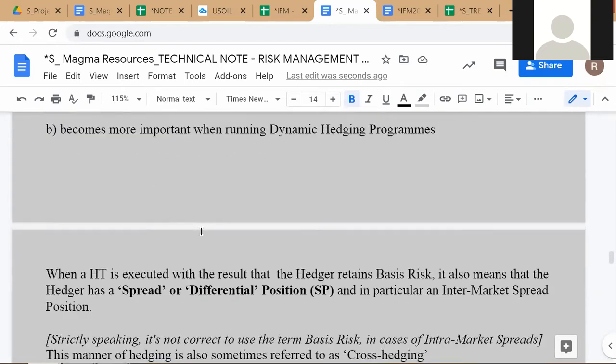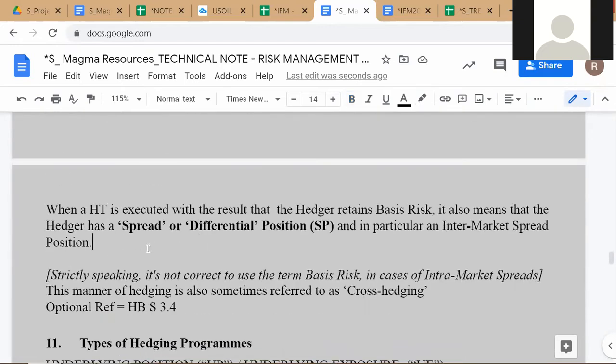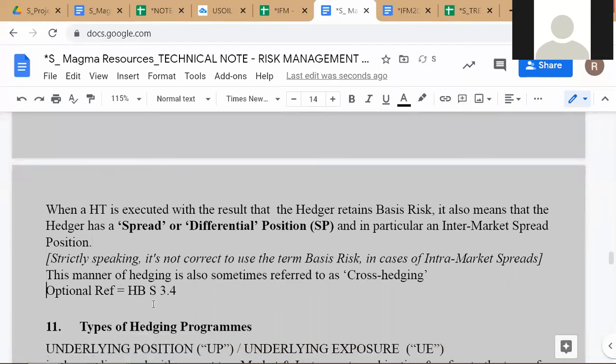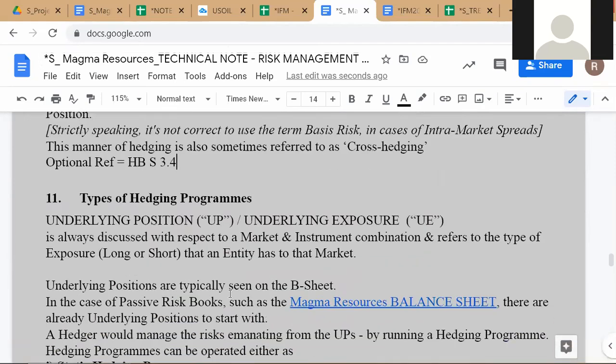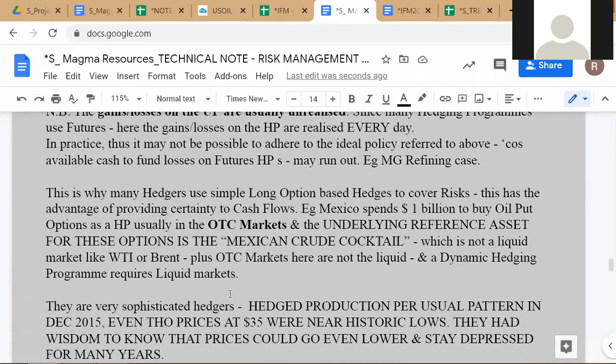So there is a spread. This we have already discussed, that there is a spread position. And there's an optional reference here to cross-hedging in Hull and Basu. Quickly, let's go through now your hedging logic.